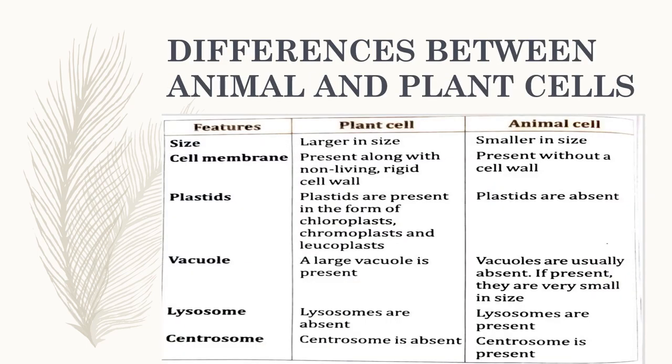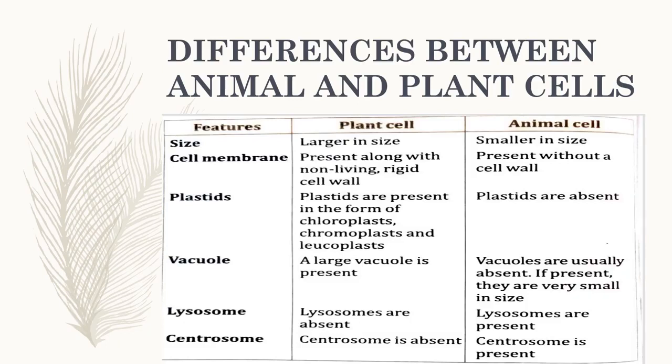Now we will take the last learning objective of the chapter, that is differences between animal and plant cells. So I have shown the differences in the tabular format. So taking the cell membrane into consideration, in the plant cell, the cell membrane is larger in size, but you will see in the animal cell, it is comparatively smaller in size. Cell membrane is present along with the non-living rigid cell wall, but in the animal cell, cell wall is missing. That's why it will be present without a cell wall.